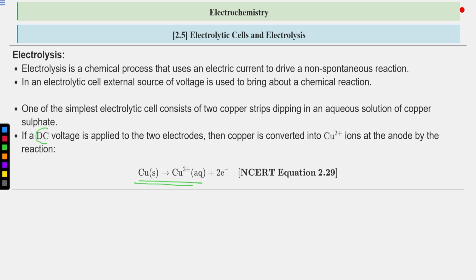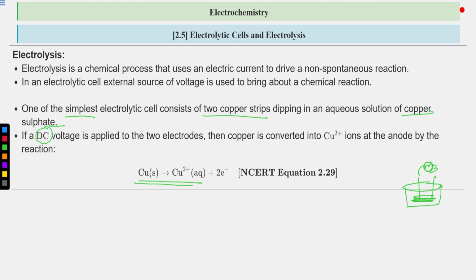Okay, if a direct current voltage is applied to the two electrodes, as I said, we are supposing the simplest electrolytic cell in which we are taking two copper strips, where one strip will act as the anode and the other will act as the cathode. These two strips are dipped in an aqueous solution of copper sulfate. It is a simple representation of a cell where two electrodes are dipped into a solution, connected by a wire, and through this we apply an external voltage.